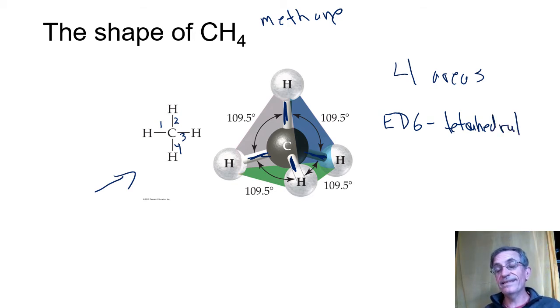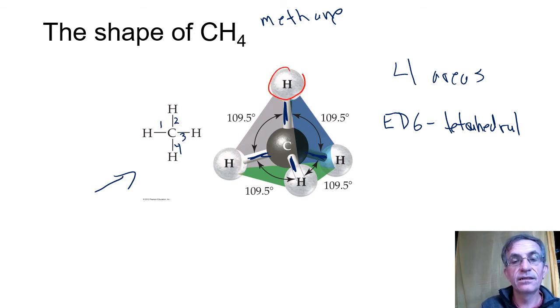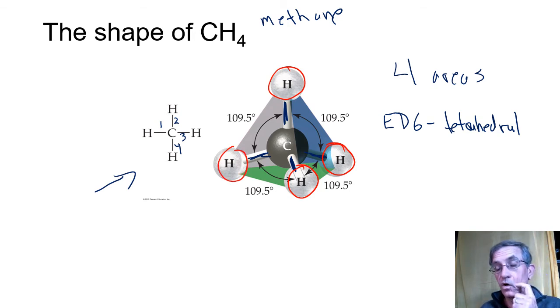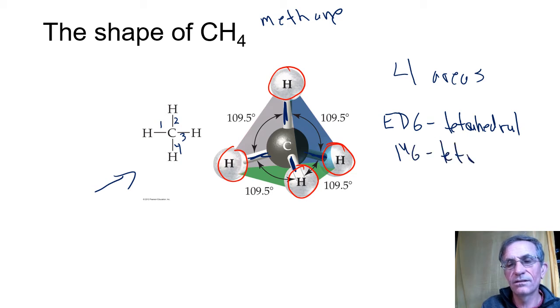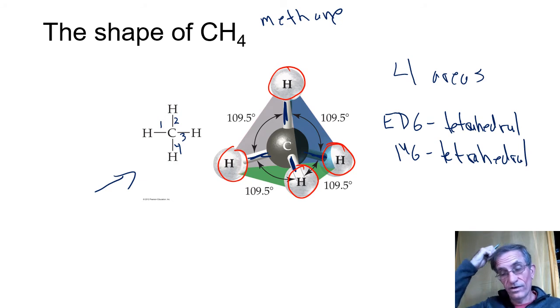Now, what about the atoms? If I focus in on the atoms, they are also at the corners of a tetrahedron. So the molecular geometry is also called tetrahedral. All right. So let's move on. Let's do another example. All right, another possibility.